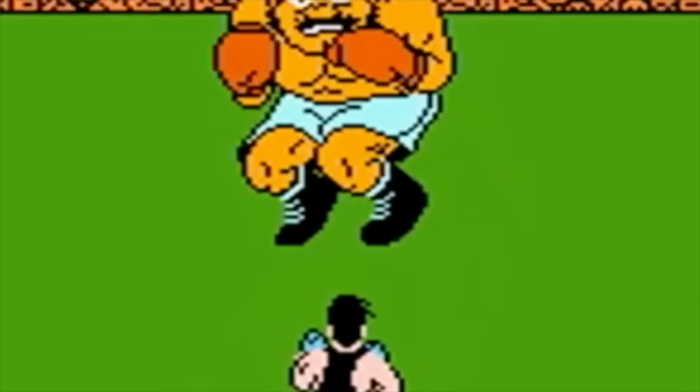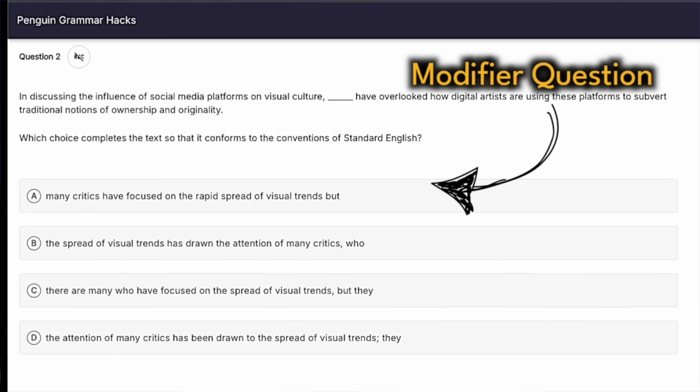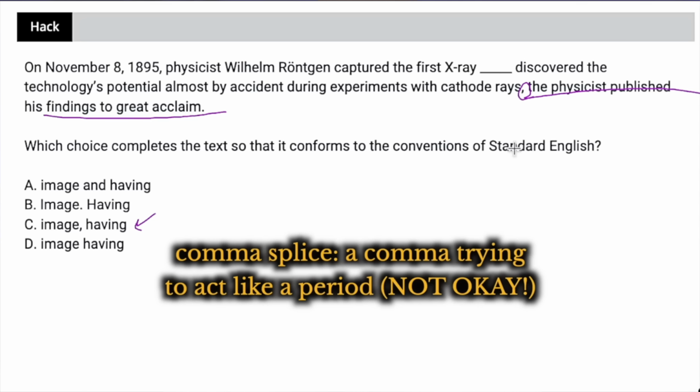You know how to read and write in English. The problem is the SAT keeps sucker punching you with all these convoluted passages, rules you didn't know exist, and trick answers. So in this video, I'm going to give you some hacks to help you finish the English test on time and choose the correct answer with minimal effort.